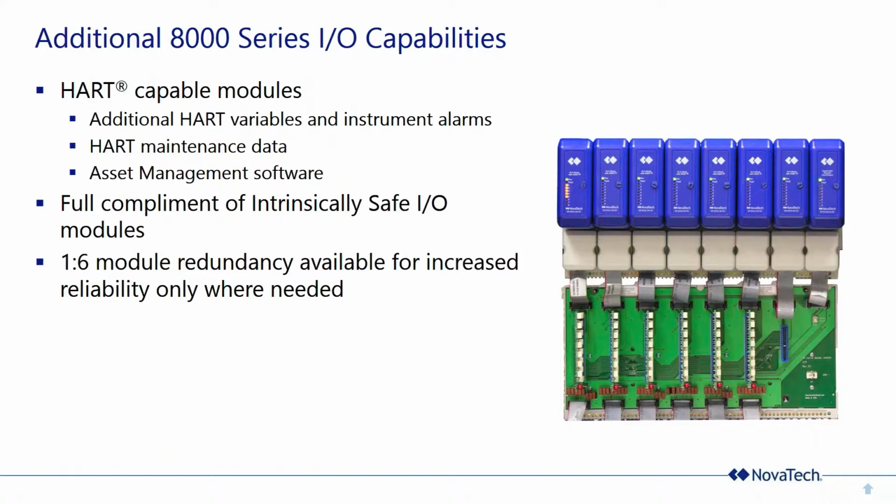We say 1 to 6 because any of these first 6 modules can be replaced by the 7th, so long as they're the same type. But if you only needed to provide redundancy for 2 modules, you could have 2 analog inputs here, matching the 7th module, and these other 4 could be something else. And the system is smart enough to know that only these 2 modules would be provided in the 1 to 6 redundancy. So in that case, it's 1 to 2 redundancy. Get my ratios right this morning, guys and ladies.